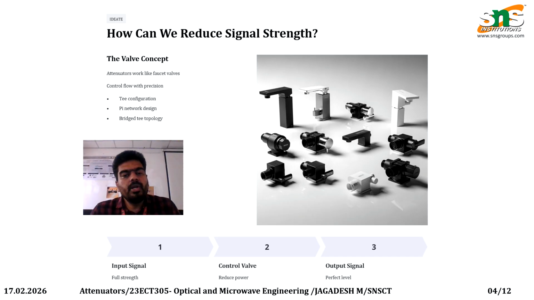So how can we reduce the signal strength? That is the valve concept. Just imagine the attenuator works like a valve. It controls flow with precision. T configuration, pi network design, bridged T topology. These are all the valve design concepts. Here, the input signal is at full strength, the control valve reduces the power, and then the output signal is at the perfect level.